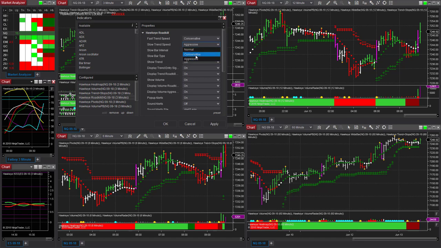I personally like to keep mine both on conservative because I like to stay with the longer term trend for as long as possible.